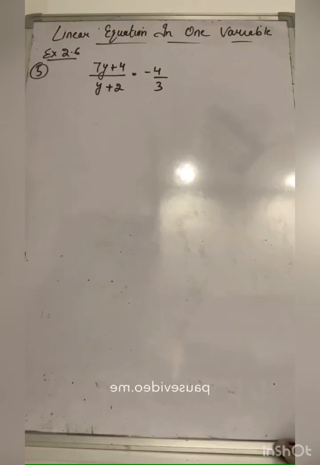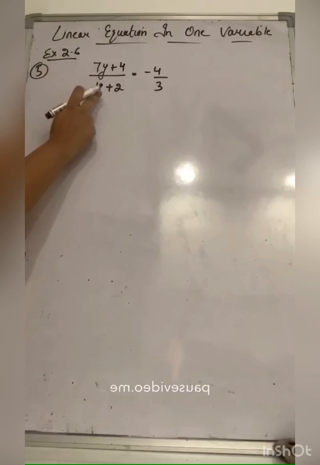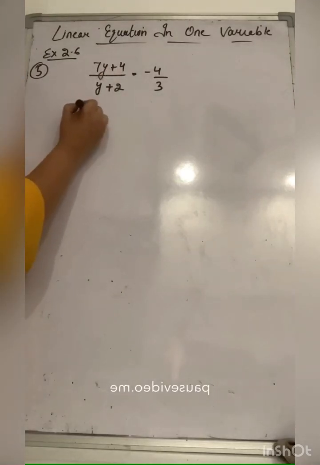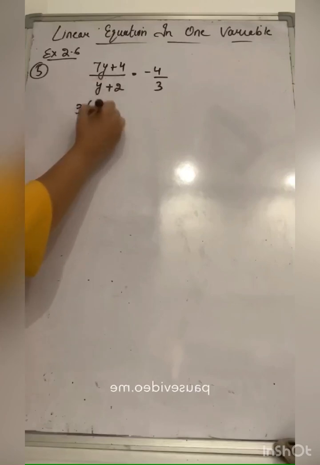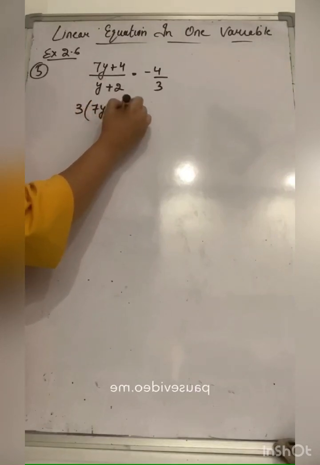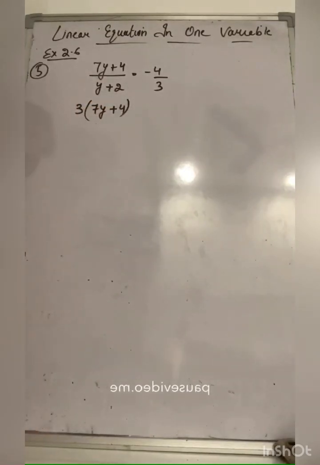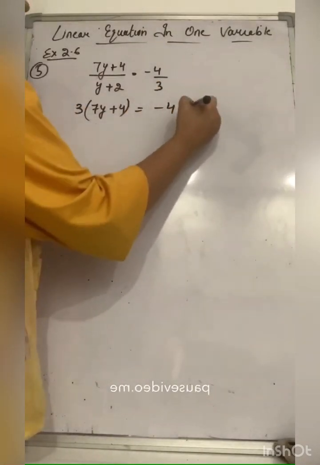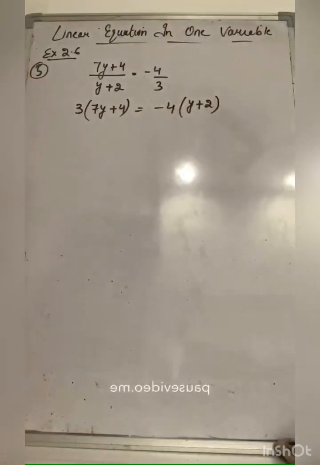See question number 5 of exercise 2.6. (7y + 4)/(y + 2) = -4/3. Now here we have to find the value of y. For that, what we will be doing? We have to do the cross multiplication. So, after cross multiplication, 3 will get multiplied with 7y + 4 and -4 will get multiplied with this y + 2.